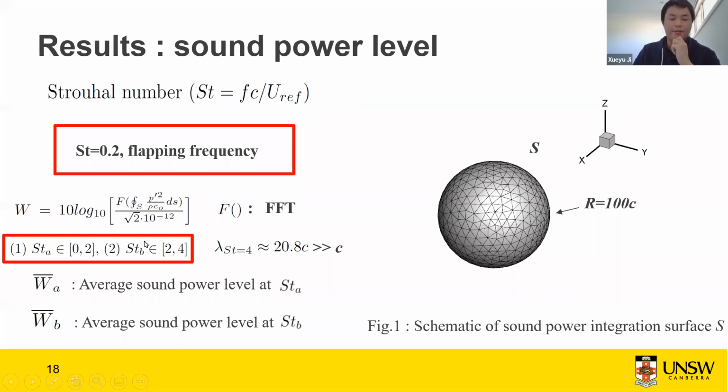And then we divided the frequency range into two frequency bands. The first is St from 0 to 2. The second is from 2 to 4. And the maximum frequency we studied is 4 because the corresponding wavelength is around 21 chords, which is much larger than one chord. Because we use the free-space Green's function and the incompressible NS equations, which means that we cannot consider the solid-sound interaction. Therefore, we need to ensure that the wing is a compact source. That's why the maximum frequency we study is 4. We also calculate the average sound power level at St A, and also the average sound power level at St B for all the cases.